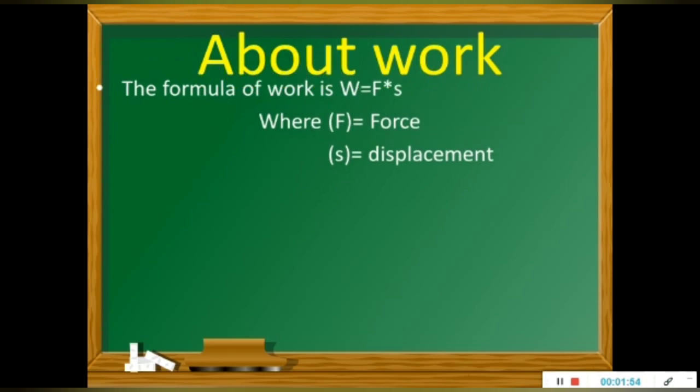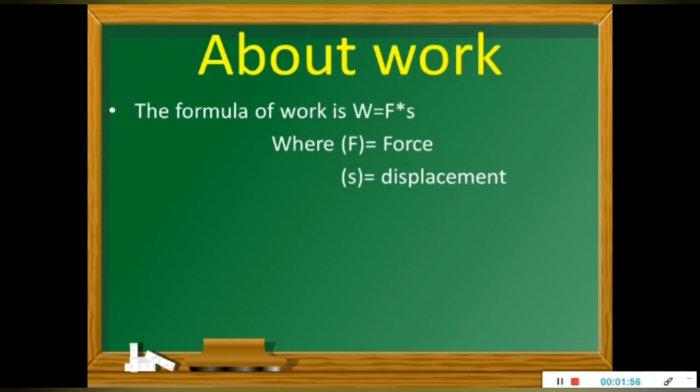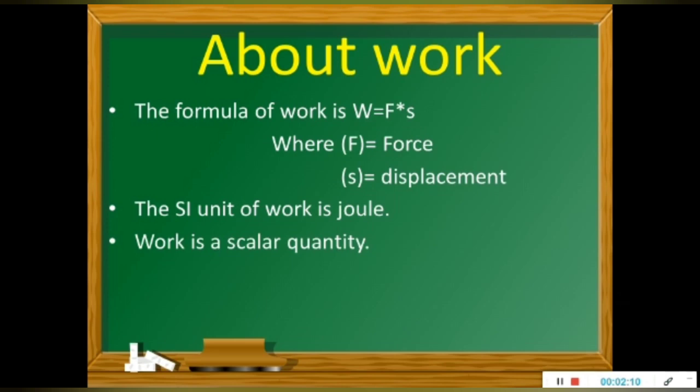Okay, now let's know more about work. The formula of work is W is equal to F into S, where F denotes force and S denotes displacement. The SI unit of work is joule. Work is a scalar quantity. It means it has magnitude but does not have direction.